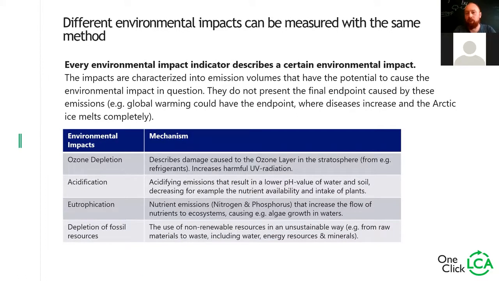We can use different type of environmental impacts to measure basically the same methods. So as we see also here, aside from global warming potential, we have also the ozone depletion potential, which describes the damage caused to the ozone layer, acidification, which basically looks at the soil and water and how this decreases the nutritional availability for plants and animals. We have eutrophication, so nutrient emissions, and we have, of course, also the depletion of fossil fuels, which is the use of non-renewable resources in an unsustainable way.